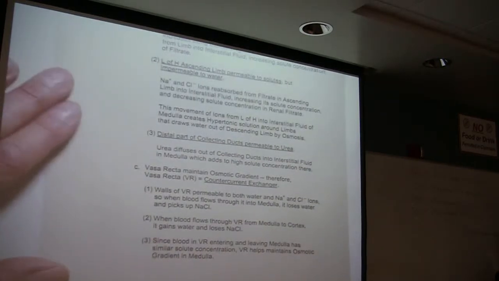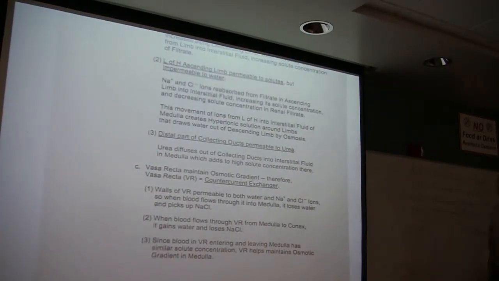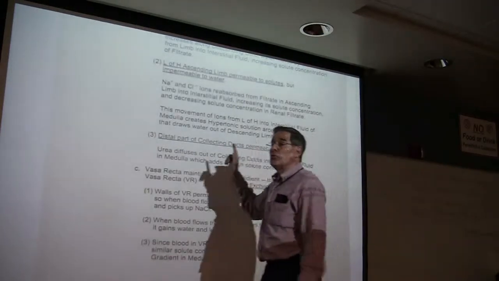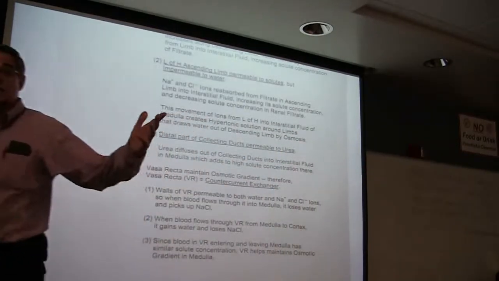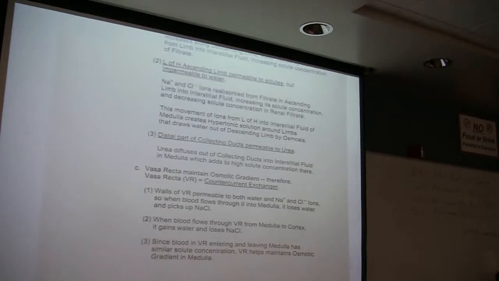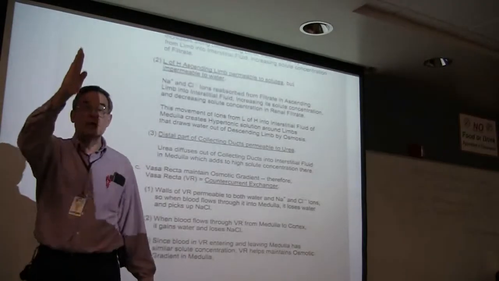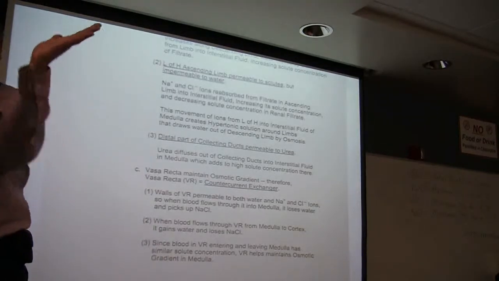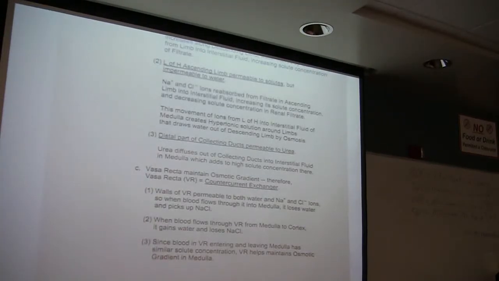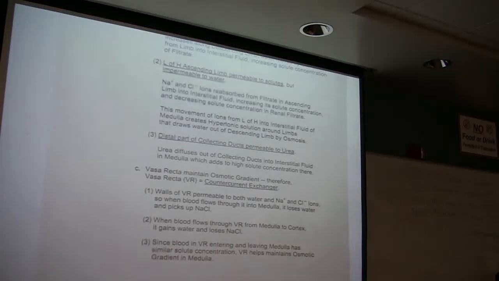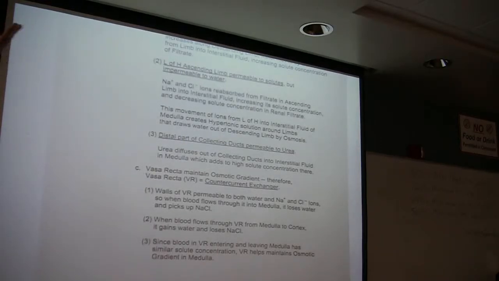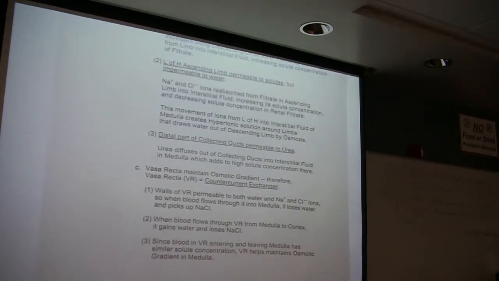Now also notice that the distal part of the collecting ducts is permeable to urea. And urea, of course, is a solute as well. That's a waste product. And remember, the collecting ducts run from the cortex down to the medulla. And eventually they join with one another to form papillary ducts, which then drain the fluid, which is urine now, into a minor calyx, which drains each renal pyramid.